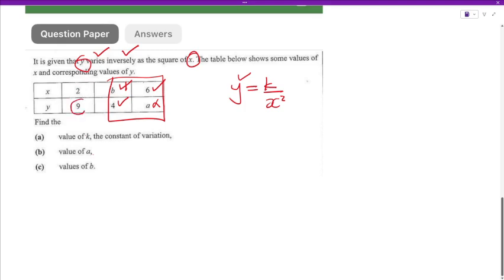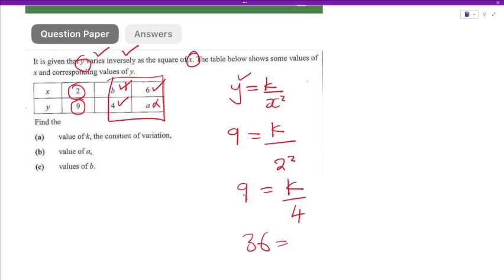So y is 9 here. Where there's y, I put a 9, and then I say equals k over x squared, and x is 2, so it's 2 squared. So 9 is equal to k over 2 squared, which is 4. Four times 9 gives you 36. You can say over 1 and then cross multiply. So the value for k is 36.